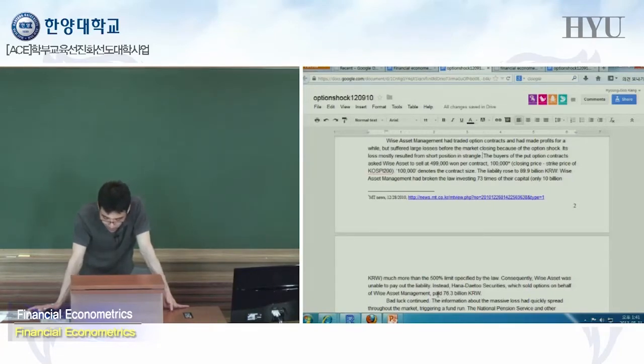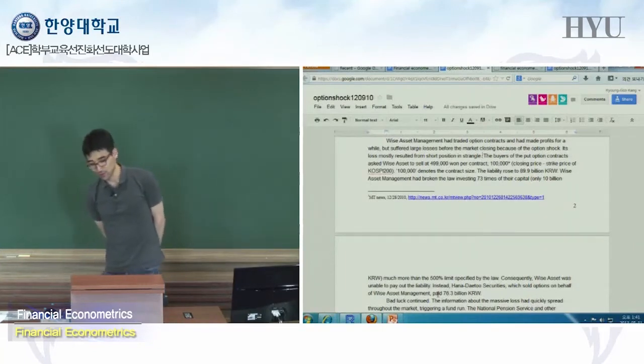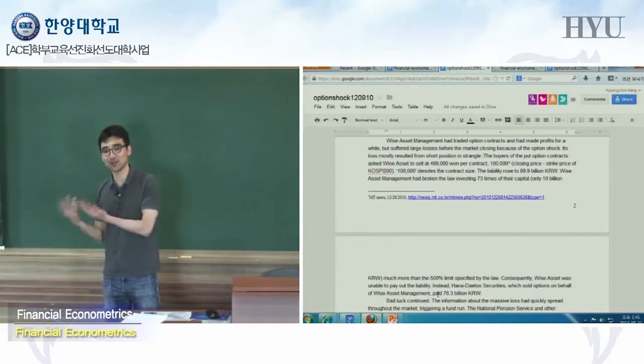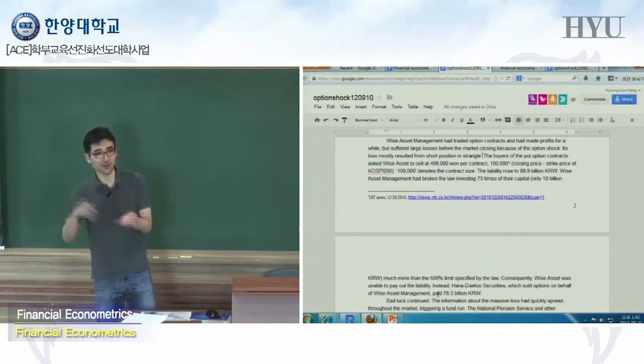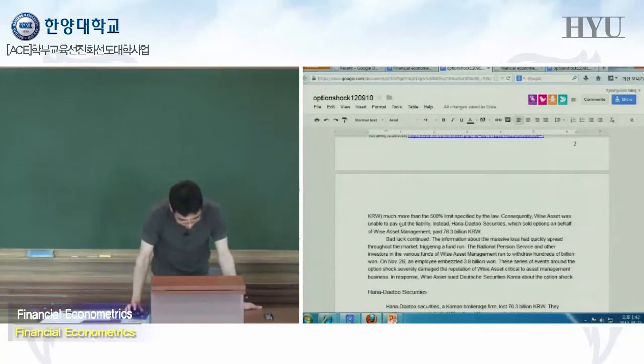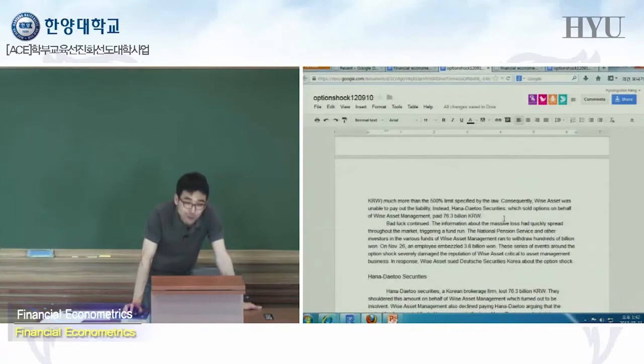Instead, Hana Daetu Securities, which sold options on behalf of the YGS Management. Okay, so Hana Daetu Securities was a brokerage. They were providing brokerage service to YGS Management. So as a broker, they paid 76.3 billion Korean won to the investors, and then they have to receive money from YGS Management, but YGS Management cannot give money to Hana Daetu. And of course, bad luck continued, which always happens. Bad things have to happen together.